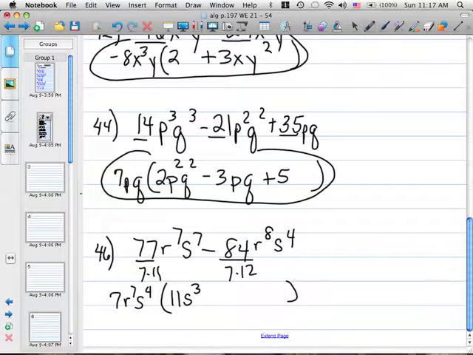And they all have p's. The smallest power is p to the first. They all have q's, and the smallest power is q to the first.